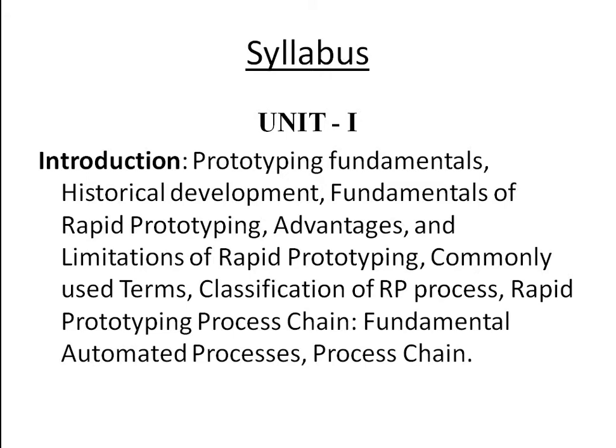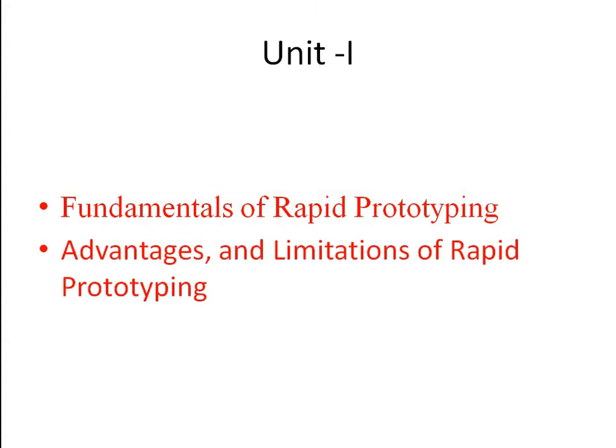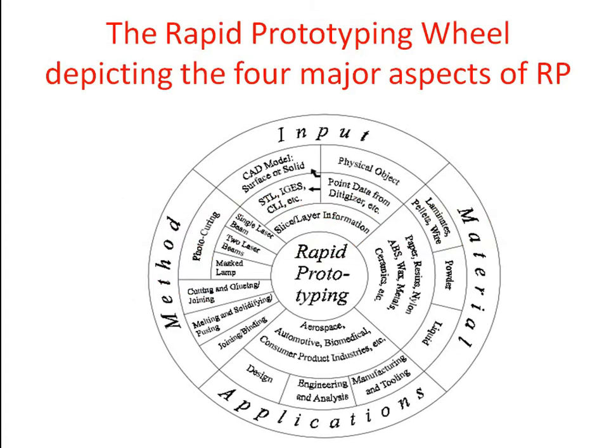We already covered up to the fundamentals, and today we see a little bit of fundamentals and advantages. Fundamentals of rapid prototyping, unit 1, is the topic, and the next topic is advantages and limitations of rapid prototyping. Now, for rapid prototyping, we will list the 4 major aspects of an RP system: input, material, application, methods.